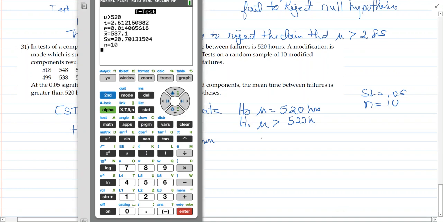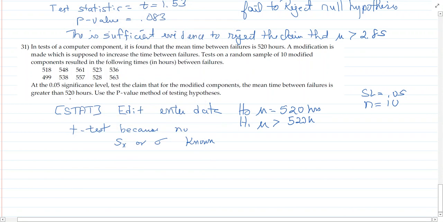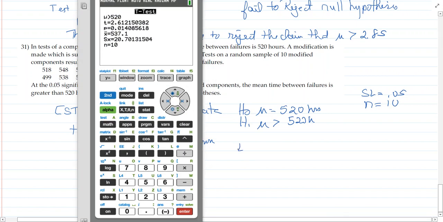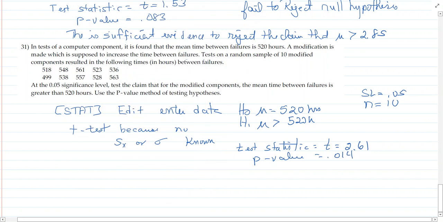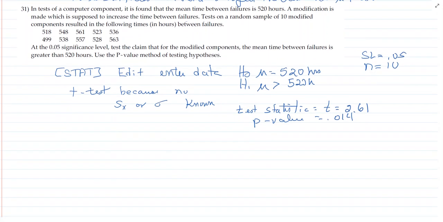And what we have here, they wanted, well, let's just do the test statistic. T equals 2.61. Our p-value is 0.014, small. And I don't think we need anything else. Now we have a significance level of 0.05 and our N is 10. So we're saying, and this is greater, one tail.